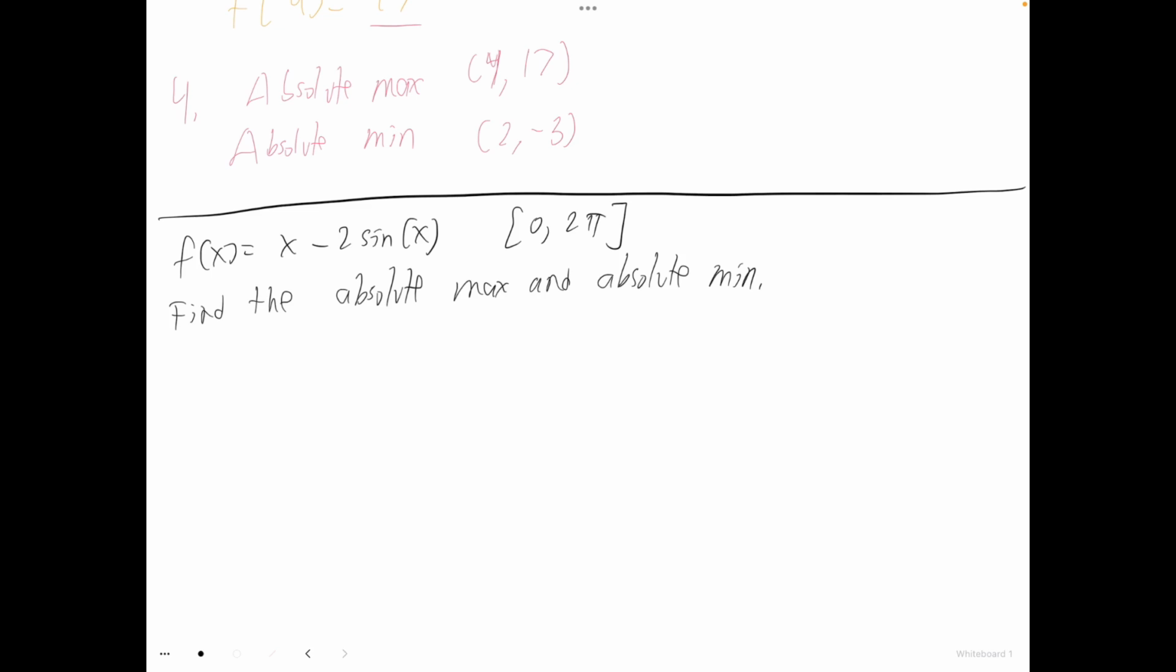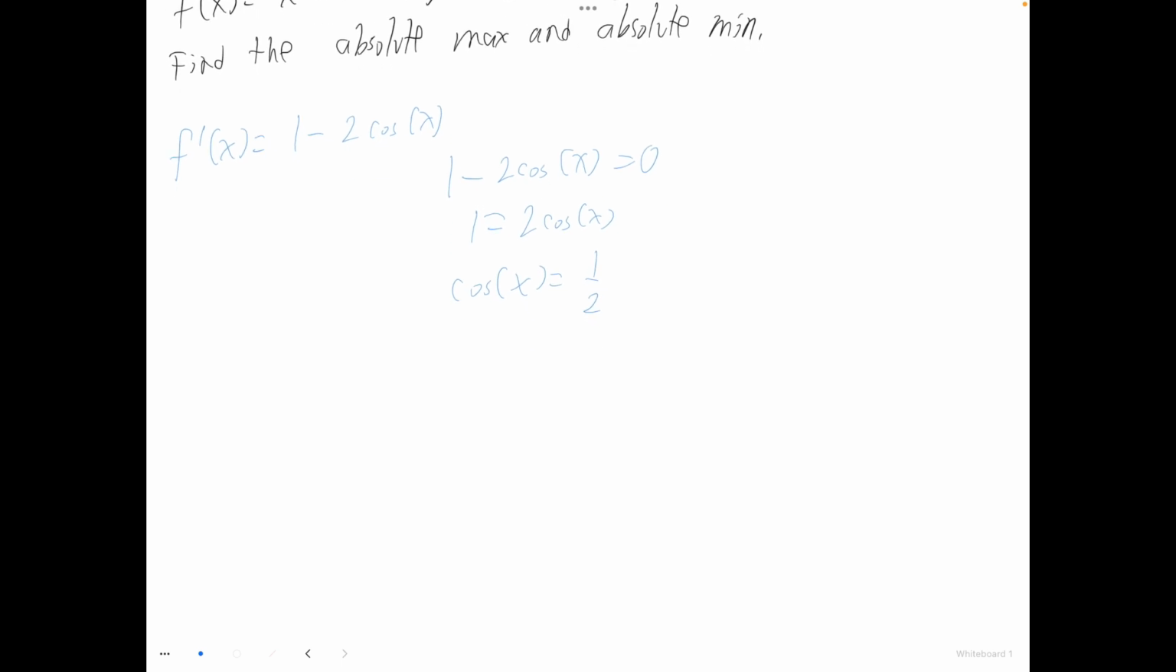And so step 1 is to take the derivative of this function. So the derivative is going to be 1 minus 2 cosine of x. Now we need to know when this is 0. It always exists, so we just care about when it's 0. So we want 1 minus 2 cosine of x equal to 0. So 1 equals 2 cosine of x, and so cosine of x equals 1/2. So we want to know the values where cosine of x equals 1/2.